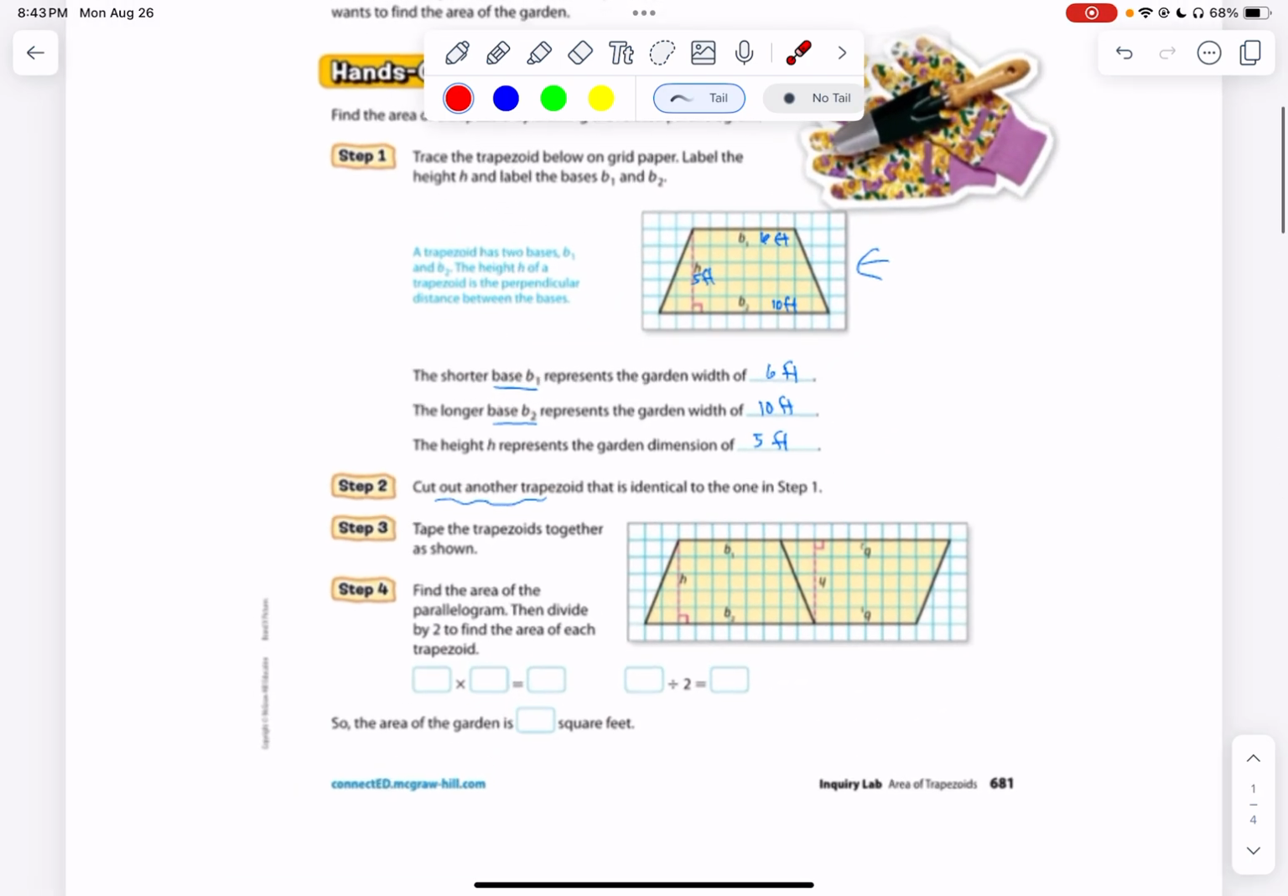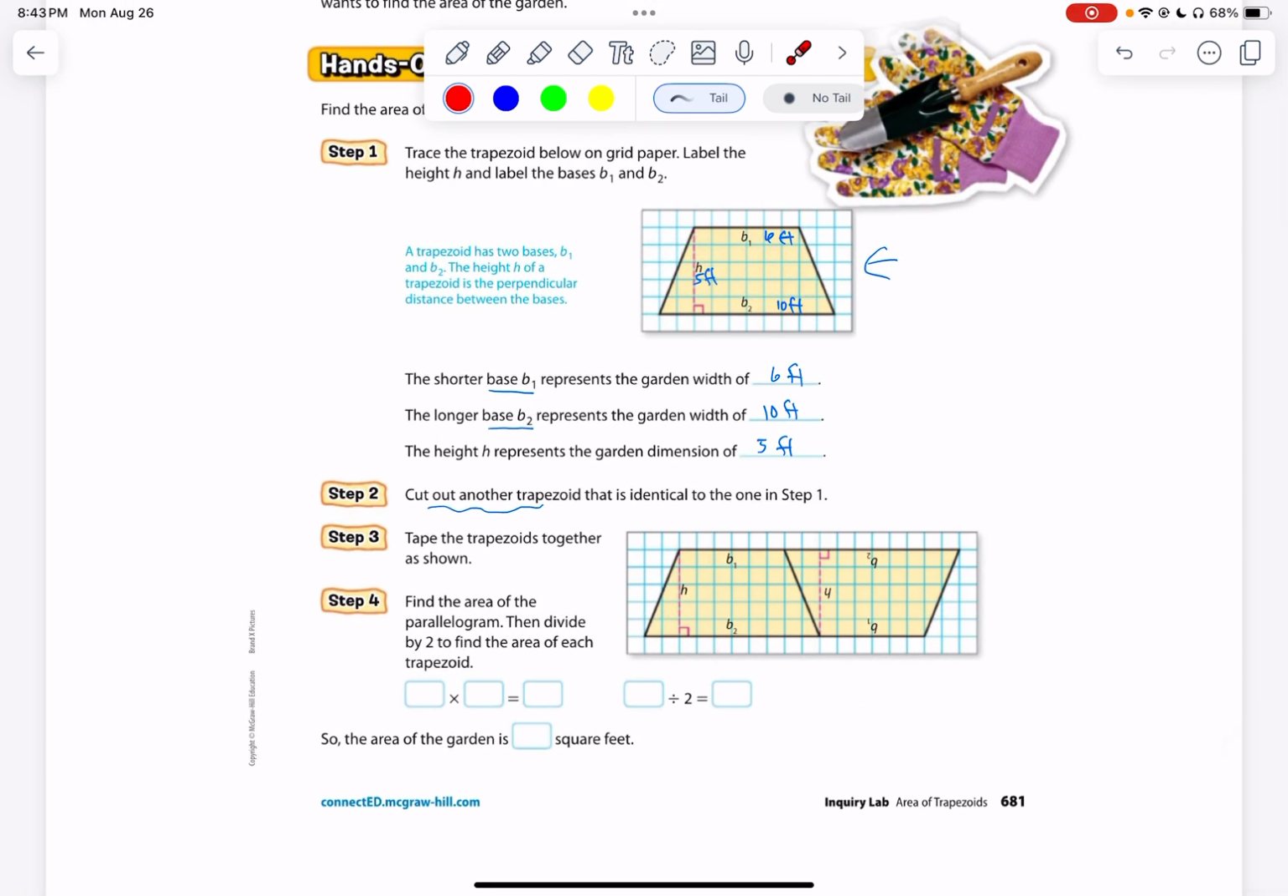Let's take a look at what's going on up here. So it says, find the area of the parallelogram, then divide by 2. There you go. So what is our base? So our base is really a base 2 and a base 1 put together. So that's 6 plus 10, so 16. And our height, well, that didn't change. So that's still 5.